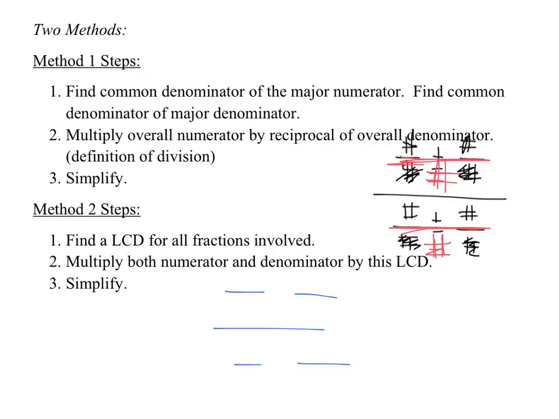The second method is going to take these 8 spots, find an LCD for all the fractions involved. So look at not only just 2 of them, look at all 4 of these spots that I'm circling. And find an LCD for all of them. And then multiply the top and bottom by that LCD. And everything will just cancel out. And you don't have to worry about another common denominator.